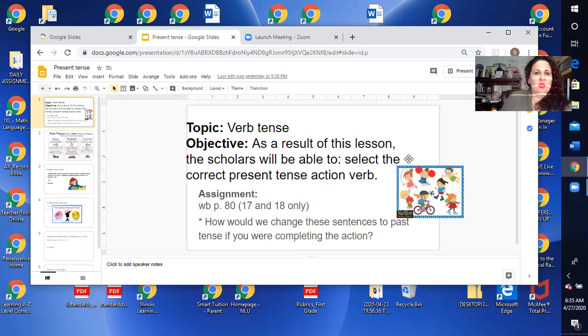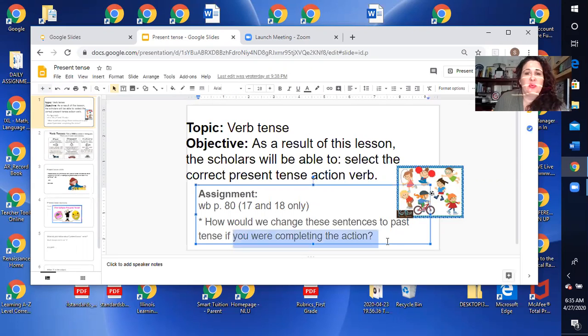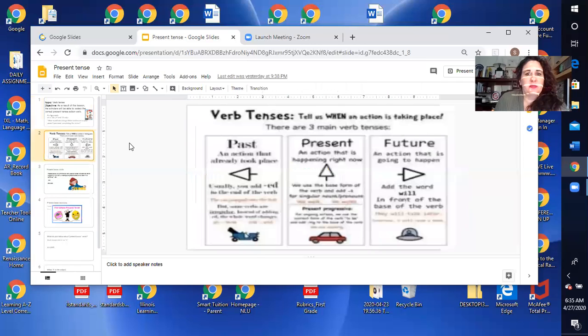Our assignment is workbook page 80 in your grammar book, but you are only going to do numbers 17 and 18. And then you are also going to change the sentences to past tense if you yourself were completing the action. And we're going to talk about that in the video. So that is going to be 4 things that you are doing: answering these 2 questions, 17 and 18 only, and then for each one, changing the sentence to past tense if you were the one completing the action. We are going to discuss that in the video.